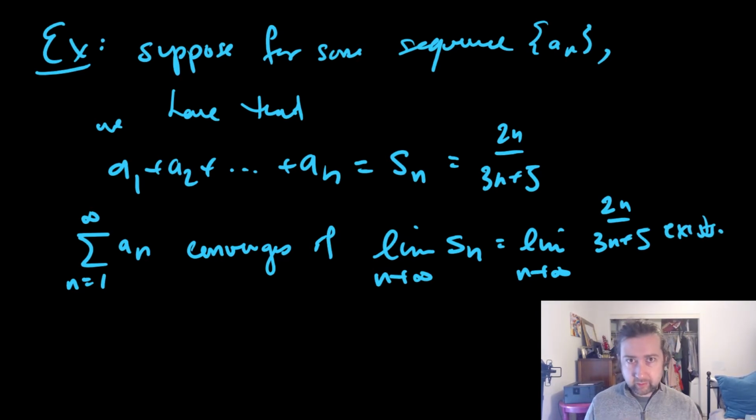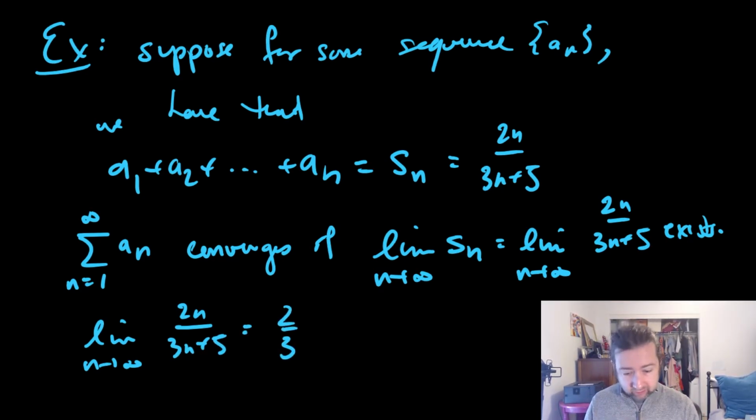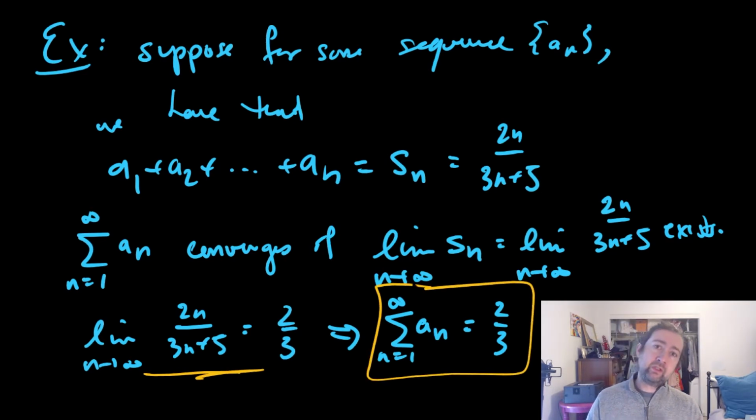And now we can just use our standard limit techniques. This limit is easy to compute. The limit as n goes to infinity of 2n over 3n plus 5 turns out to be equal to 2/3. And so because that limit exists, we can say that the sum from n equals 1 to infinity of a_n is equal to 2/3. So the big idea here is that by showing that the sequence of partial sums has a limit, we can conclude that the infinite series is equal to that number in the sense of limits existing.